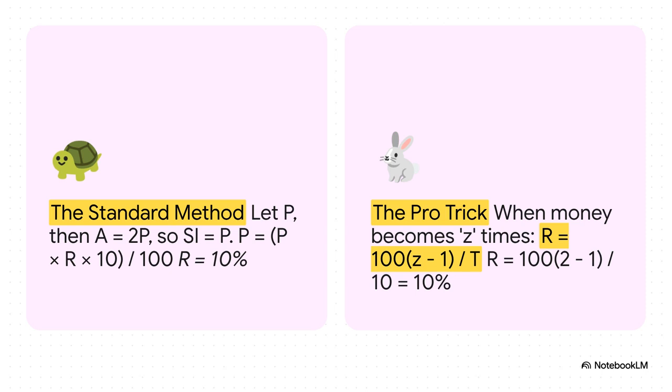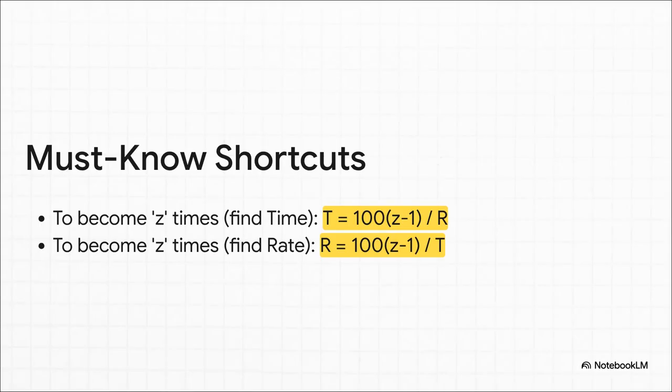That's the difference between struggling with the clock and having time to spare. So these two shortcuts right here, you need to put these in your back pocket. They are essential. One for finding the time, one for finding the rate. Anytime you see a problem where the money multiplies, trust me, these are your secret weapons for speed on exam day.